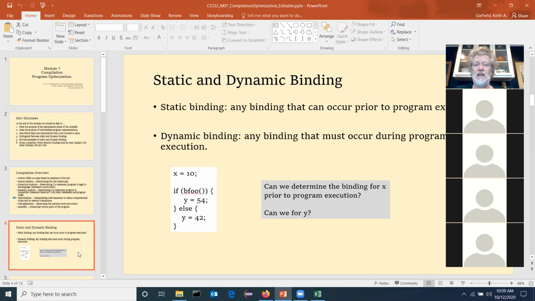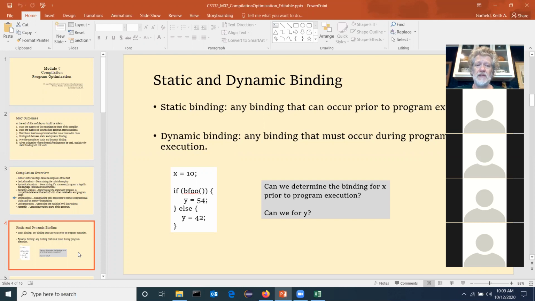So static binding and dynamic binding. Static binding is any binding that can occur prior to program execution. Dynamic binding is any binding that must occur during program execution. In other words, we don't know until the program's actually running what the binding is going to be. This notion of static and dynamic goes beyond binding. It goes to any property that you can think of about a program.